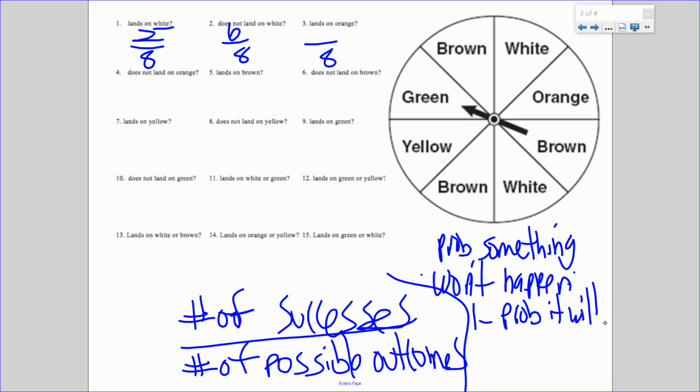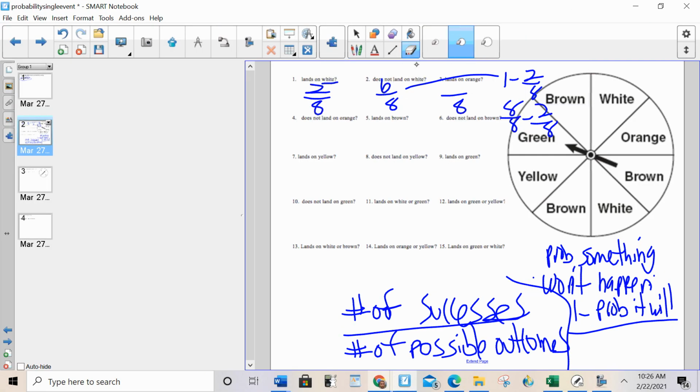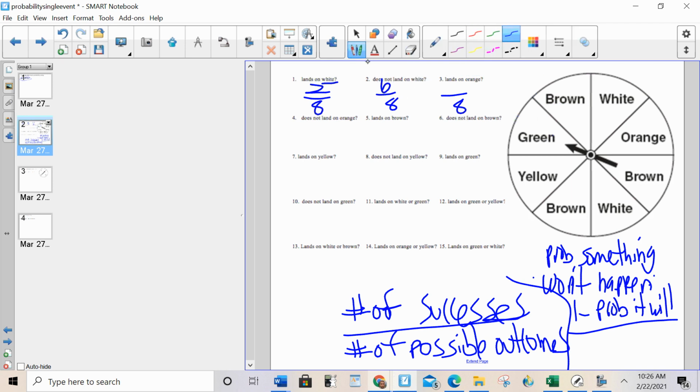So in this case, it would be 1 minus 2 out of 8. 1 is 8 out of 8, minus 2 out of 8. That's where the 6 out of 8 came from. So that's kind of what I want you to do when it wants the probability that something's not going to happen. You're basically subtracting the probability that it will happen from 1.